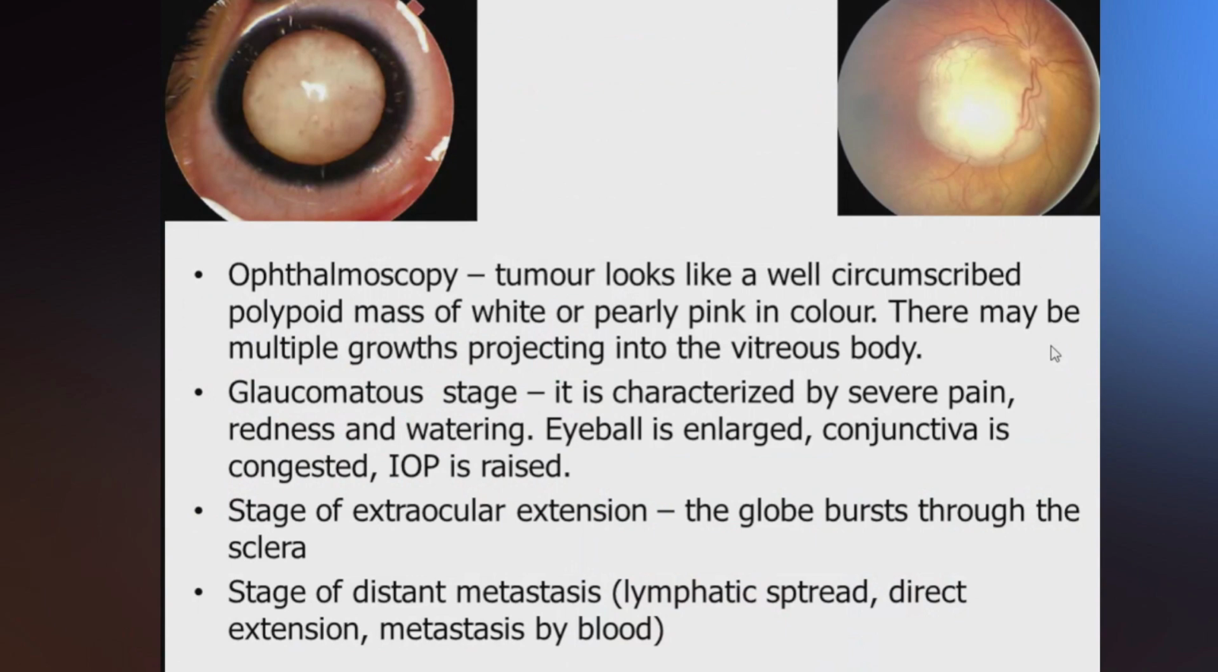Stage of ocular extension, the globe bursts through the sclera, and there is a stage of distant metastasis, lymphatic spread, and metastasis by blood. So this tumor is dangerous not just for the vision but also for the life of the children.